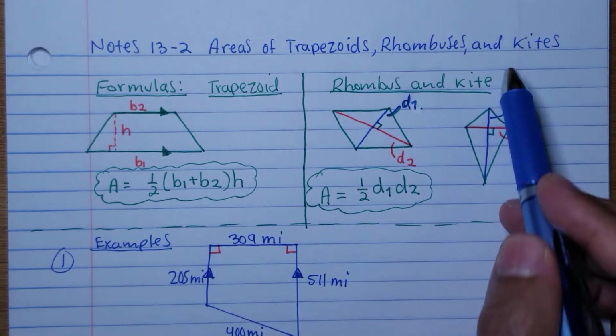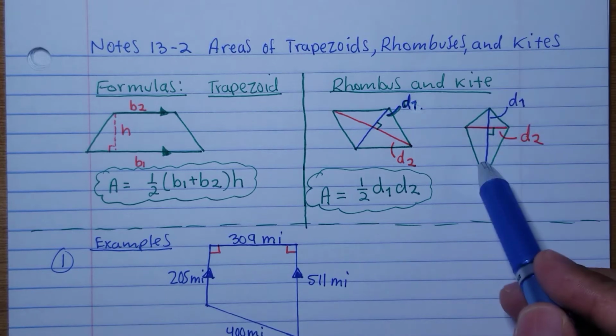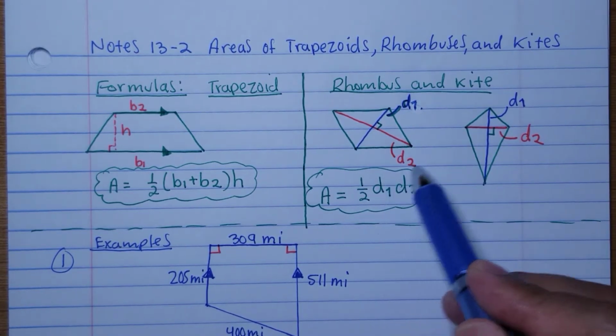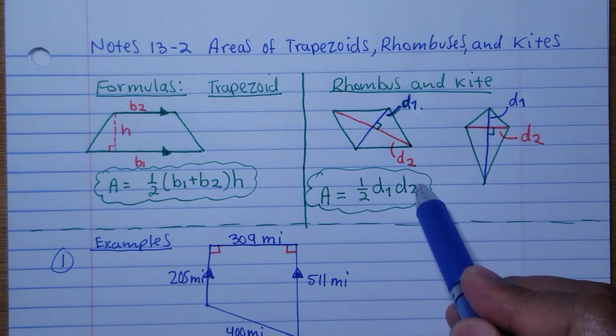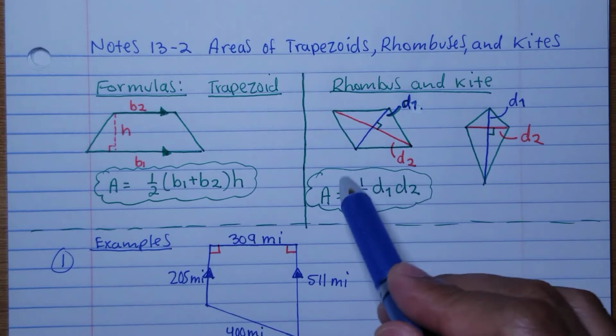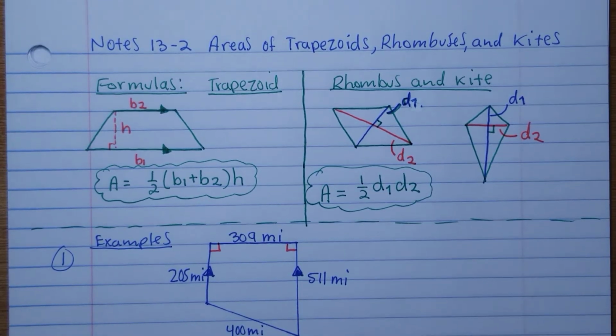For a rhombus and a kite, if we know the two diagonals, all we have to do is take 1/2 and then multiply diagonal 1 times diagonal 2. If you multiply these two and take 1/2 of that product, that's going to give you the area of that kite or rhombus.